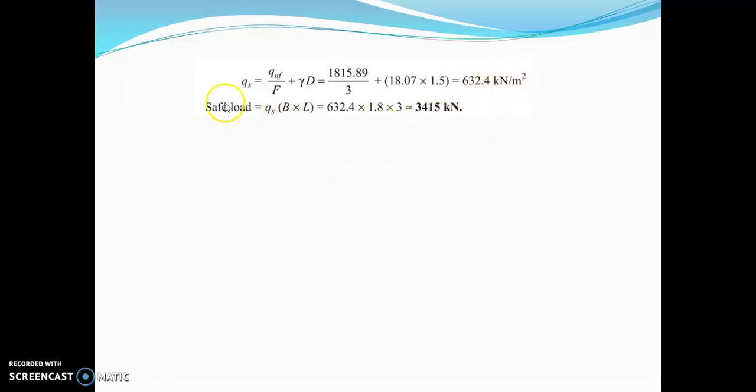If they have asked you to find what is the safe load that the foundation can take, a footing of 1.8 by 3, then you have to go one step ahead.